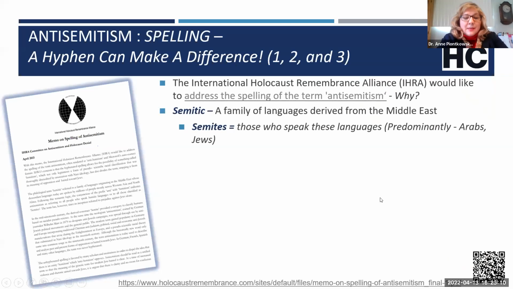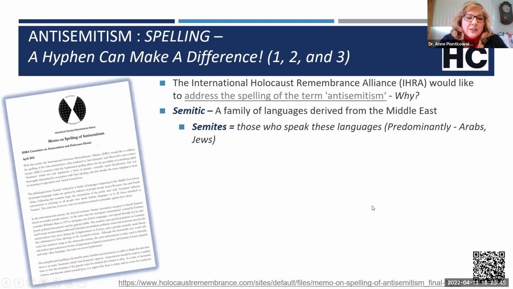So if we go to the next slide, Rick, when we're talking about anti-Semitism, it's very, very important to look at the spelling. We have many, many ELA teachers who work cross-categorically with our social studies experts at the middle school and secondary level. And it's very, very important to have a clear understanding of what we're talking about when we're talking about anti-Semitism. The International Holocaust Remembrance Alliance has addressed this. The document is here. Thank you, Rick, for putting that in. And that is available to you after this presentation within your folder.